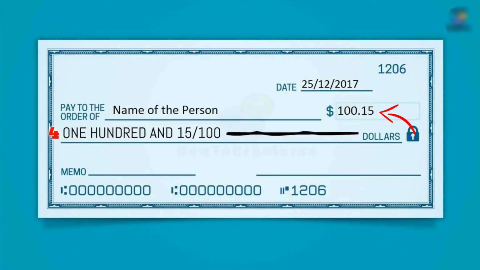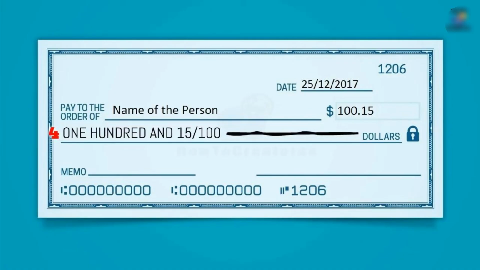The third step is writing the amount in numeric form. On the right side of the check, there is a small rectangular box. This is where you will write the exact amount of money you are transferring in numbers. Always start writing from the far left side of the box. This prevents anyone from adding extra numbers and helps protect you from fraud.